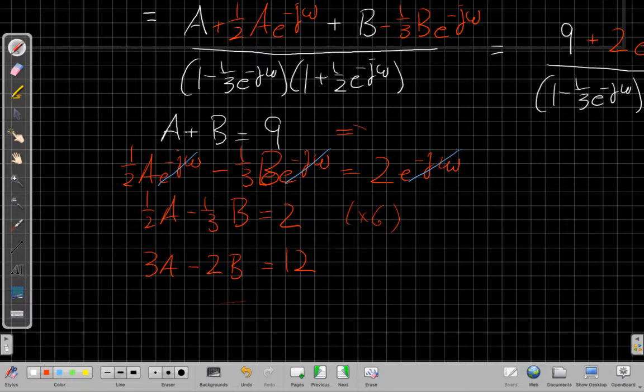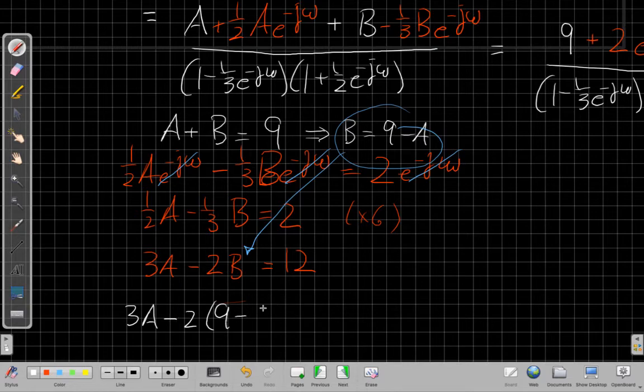So to solve this, I'm going to turn this one around. I'm going to have b equal to, I can turn this into b is equal to 9 minus a. So I can plug that in now down here for b. And so when I do that, I'm going to go back to just using my normal white color here. So 3a minus 2 times 9 minus a equals 12.